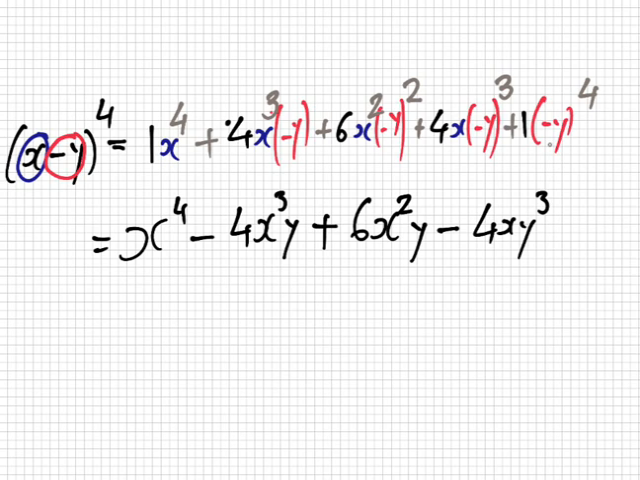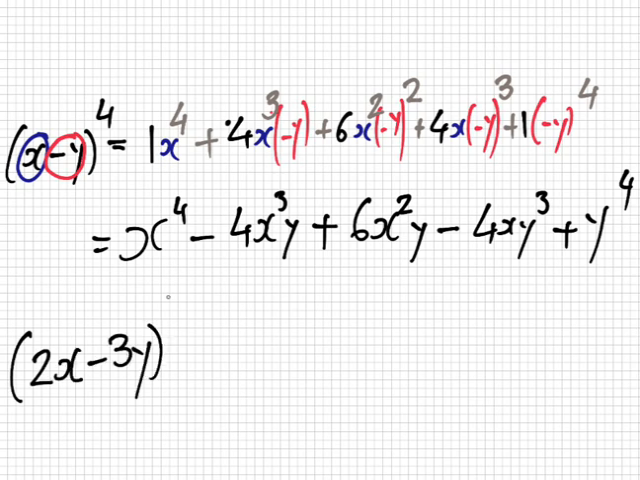And then a negative to the power of 4. Well, if you think about it, that's a negative squared squared. So it's positive. So plus y power 4. Two x minus 3y power 4 next.